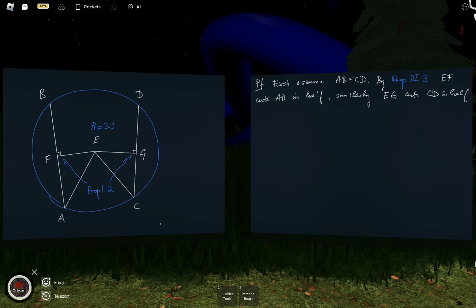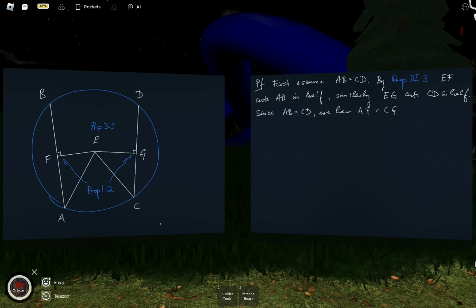That's just the other line, right? So same reasoning. Since AB and CD are equal, as we've assumed, I'll just write it again: AB is equal to CD. We have AF is equal to CG. Remember, AF is just half of AB, and CG is half of CD. If AB and CD are equal, then half of the respective lines are also equal.